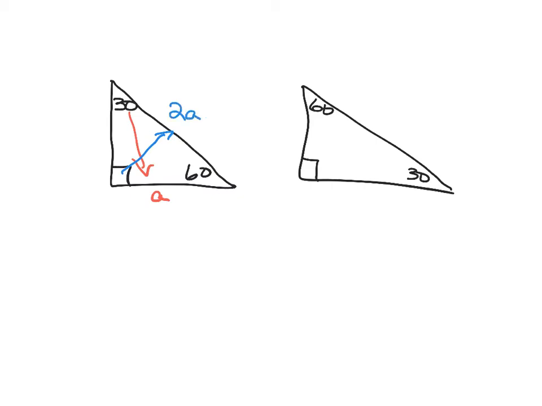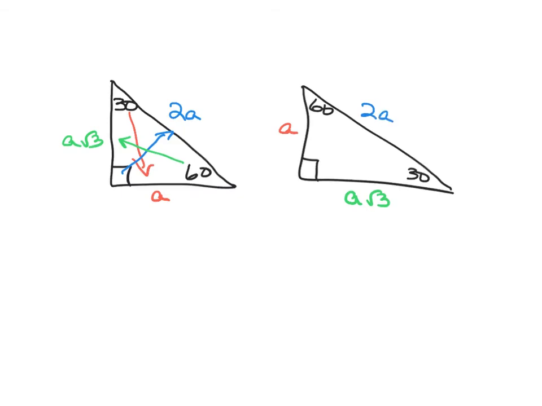Okay, across from the 90 is 2A. And then across from the 60 is the A square root 3. Everybody with me on that? Now notice how I switched the 30 and the 60. So now for this one, my A is over here. My A square root 3 is now down here. And then my hypotenuse is still here.